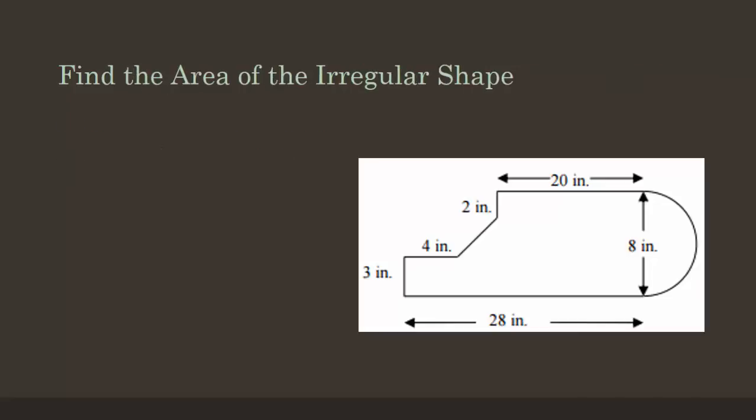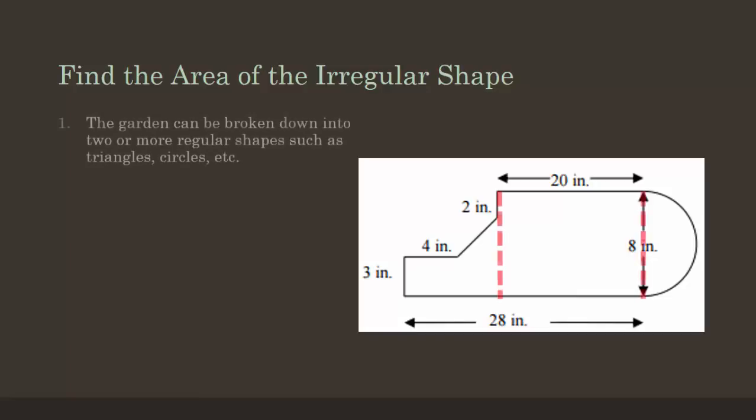How can we do this? We're going to start with area. That is, we're going to try to find the area of this irregular shape, or the area of this supposed garden. How can we do this? The shape, or this garden, can be broken down into two or more regular shapes, such as triangles or circles. We're doing this because we know how to find the area of such regular shapes.